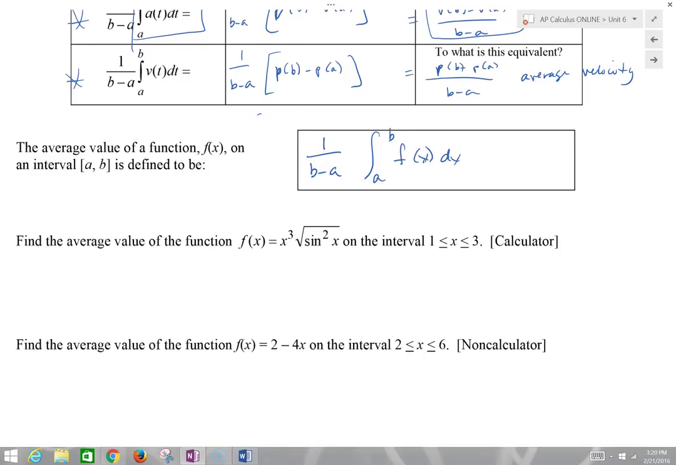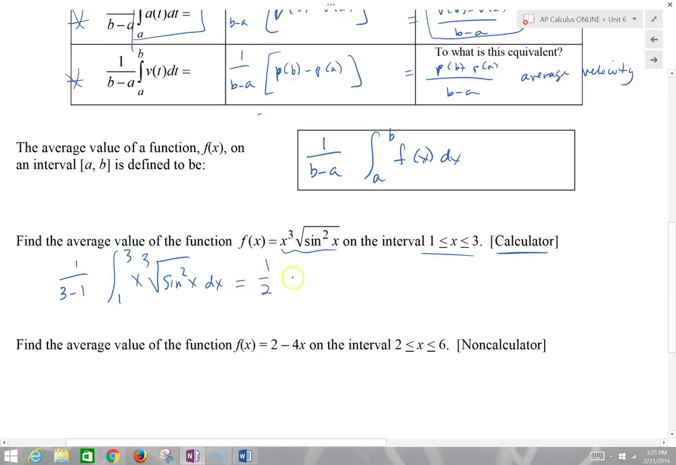Find the average value of the function. This does say calculator because we do not know how to take the antiderivative of this mess. So we have 1 over 3 minus 1 times the integral from 1 to 3 of x cubed square root of sine squared x dx. Well, in the calculator, this is going to be 1/2 of whatever that integral is. You put it in your calculator. And I got this to be equal to 11.696, and 1/2 of that is equal to 5.848.